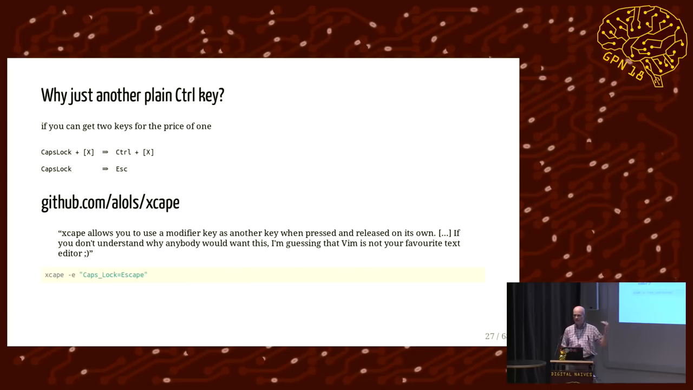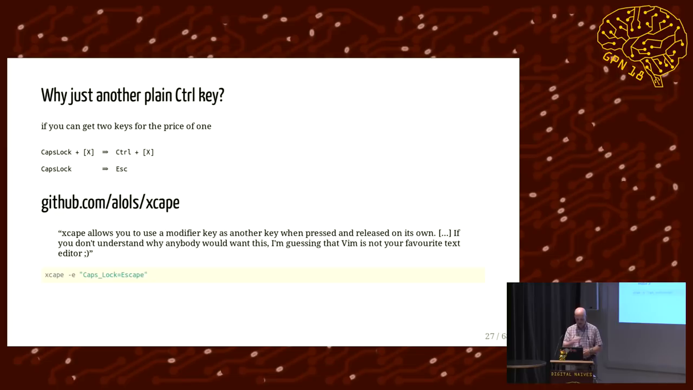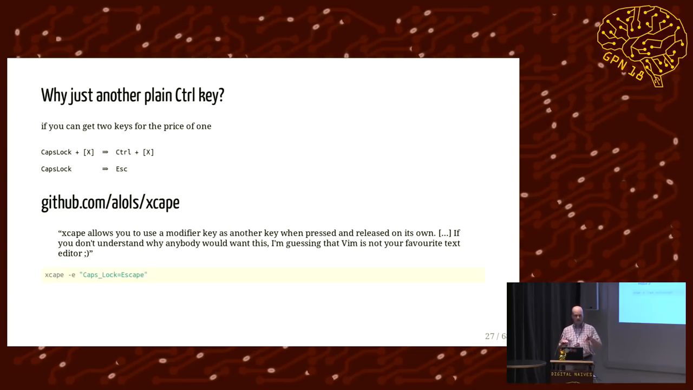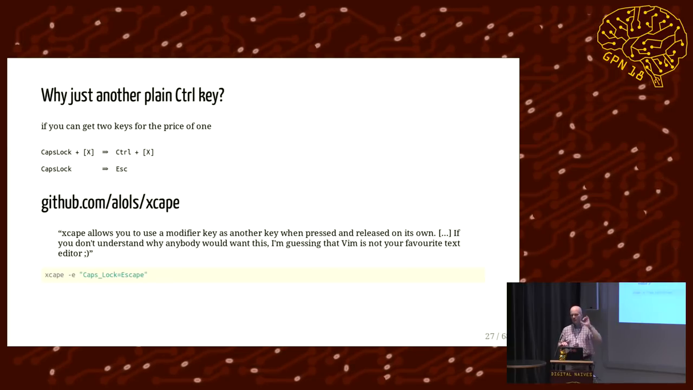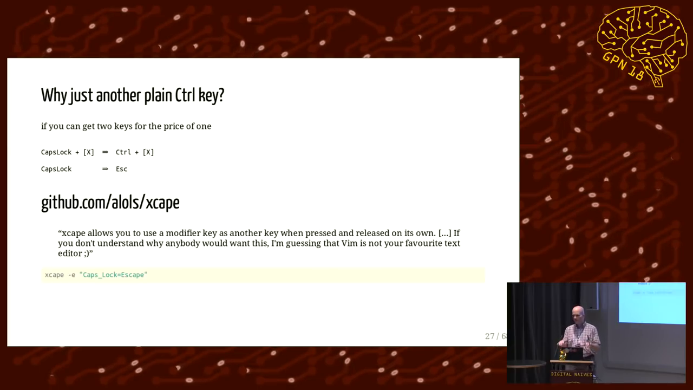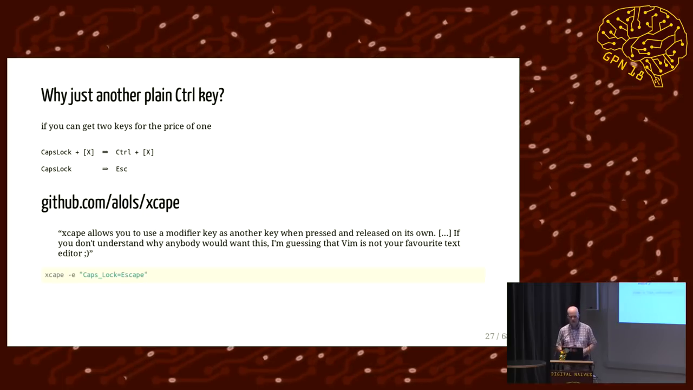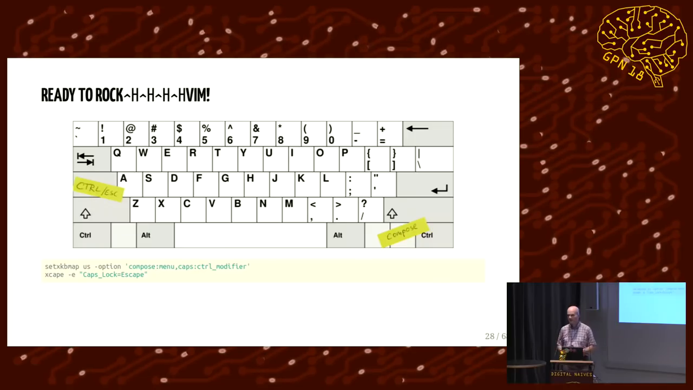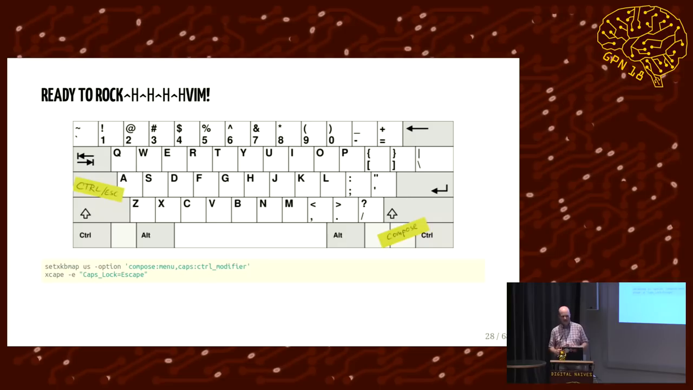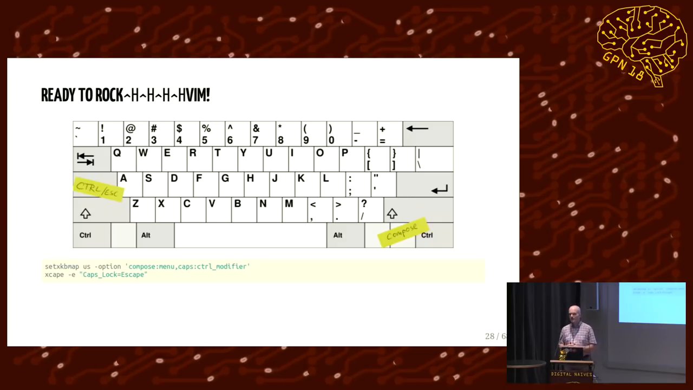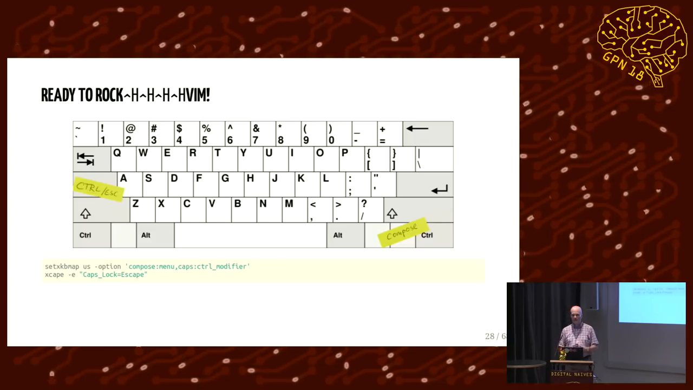And if we run in our init files Xcape with the command with caps lock mapped to escape, the key will work as a control as long as it is pressed. But as soon as we release it, it will be mapped to escape. I'm using it since over 1 year, and it works perfectly well. So we are ready. You just create smaller stickers that don't cover more than one key. You put these two lines into your init files, and we are done. And we are ready to start our journey with the VI editor.